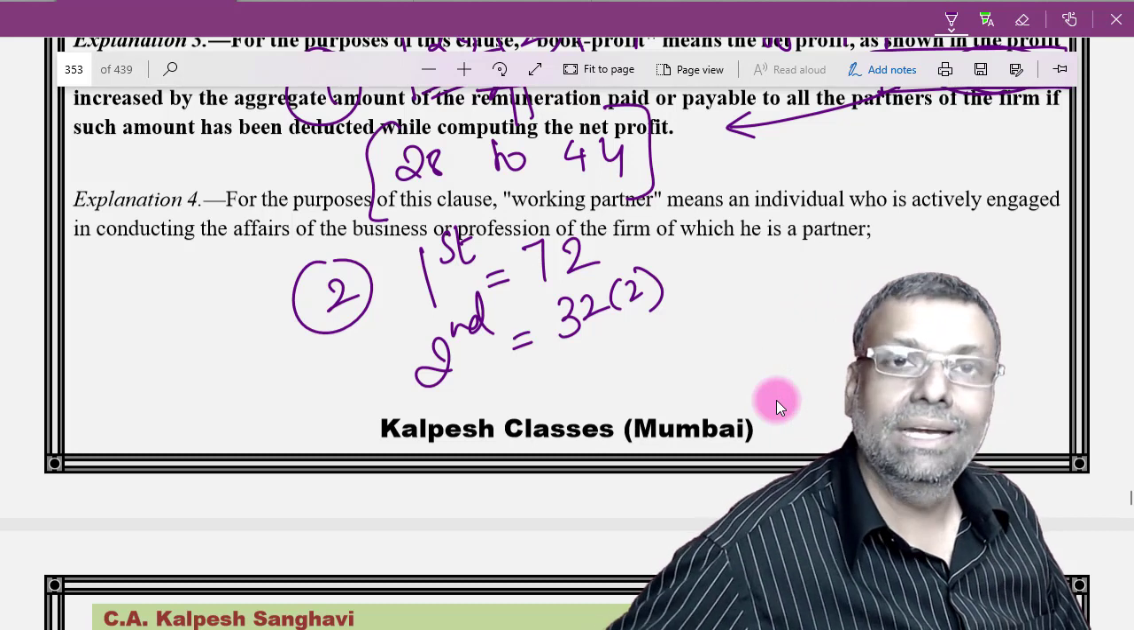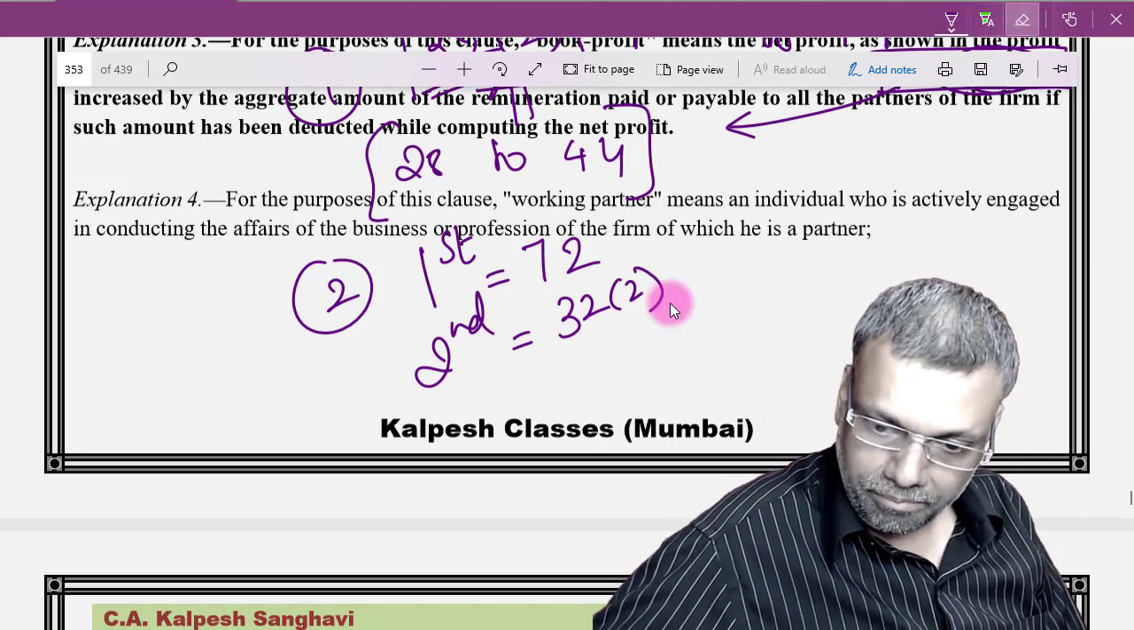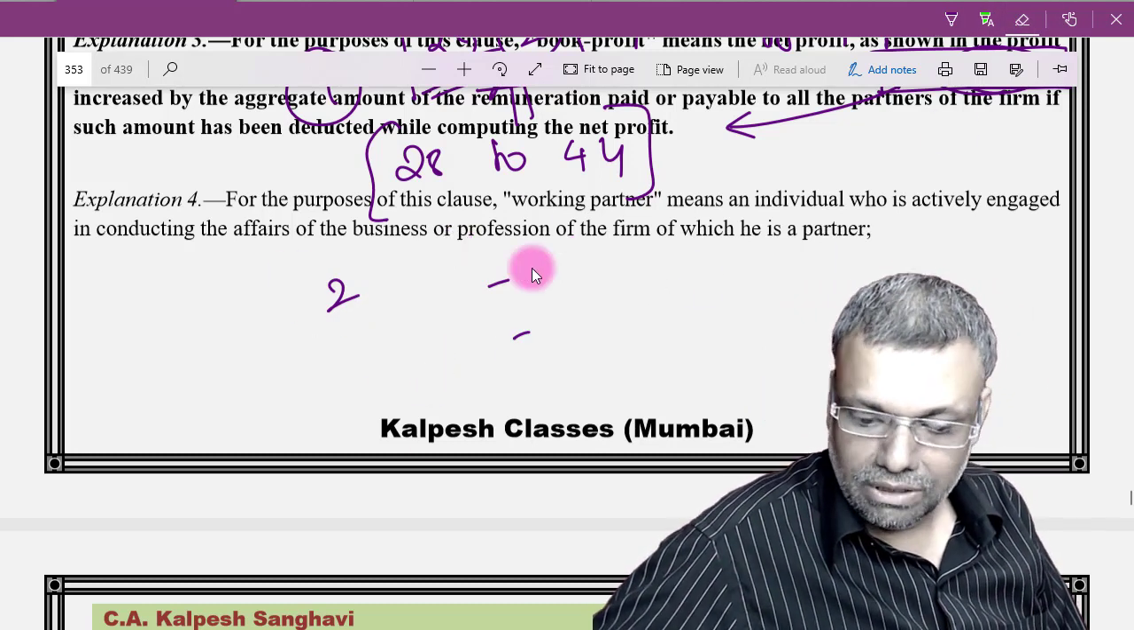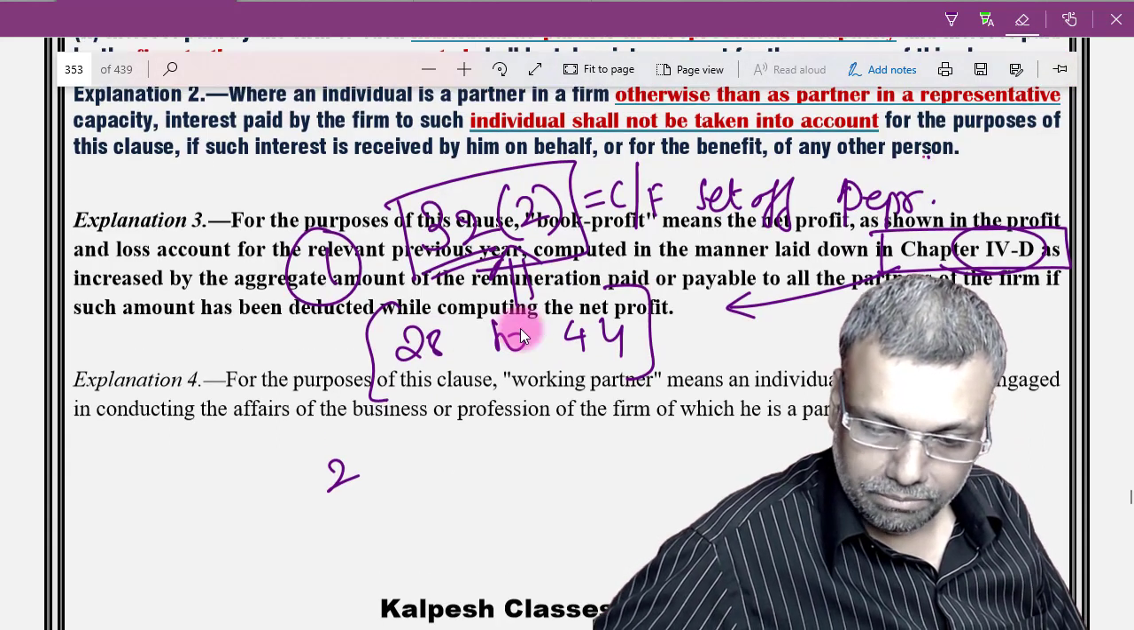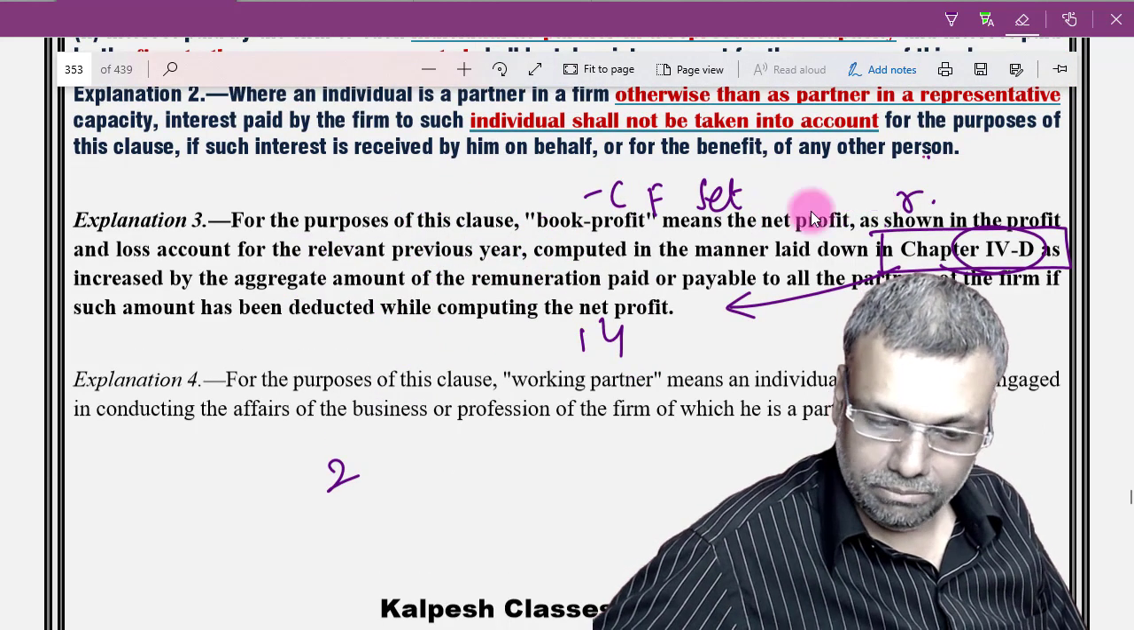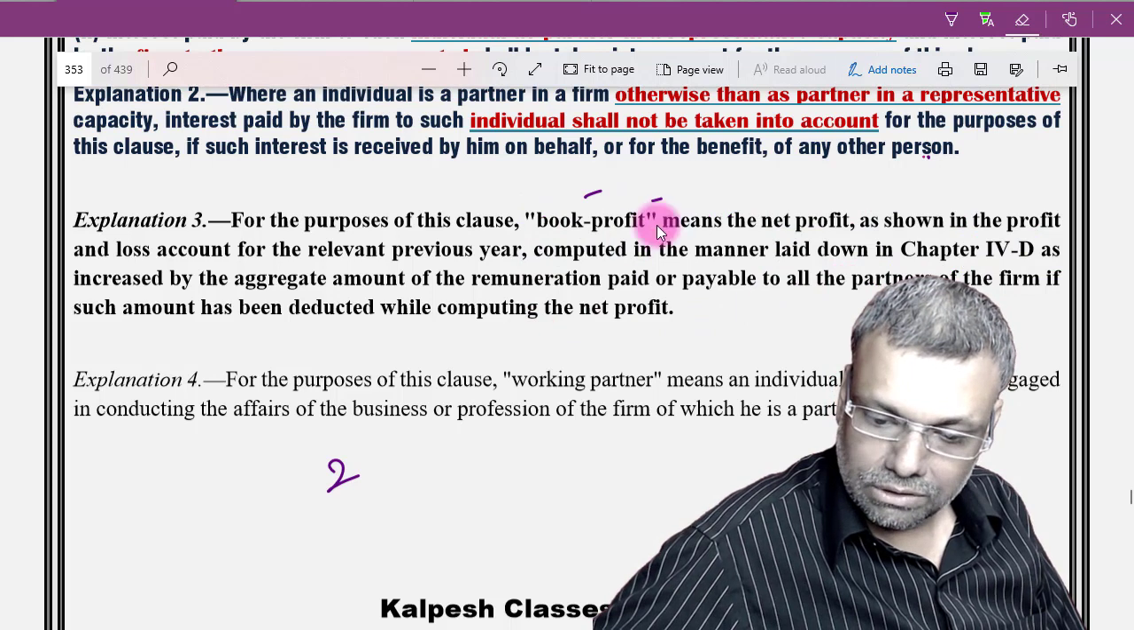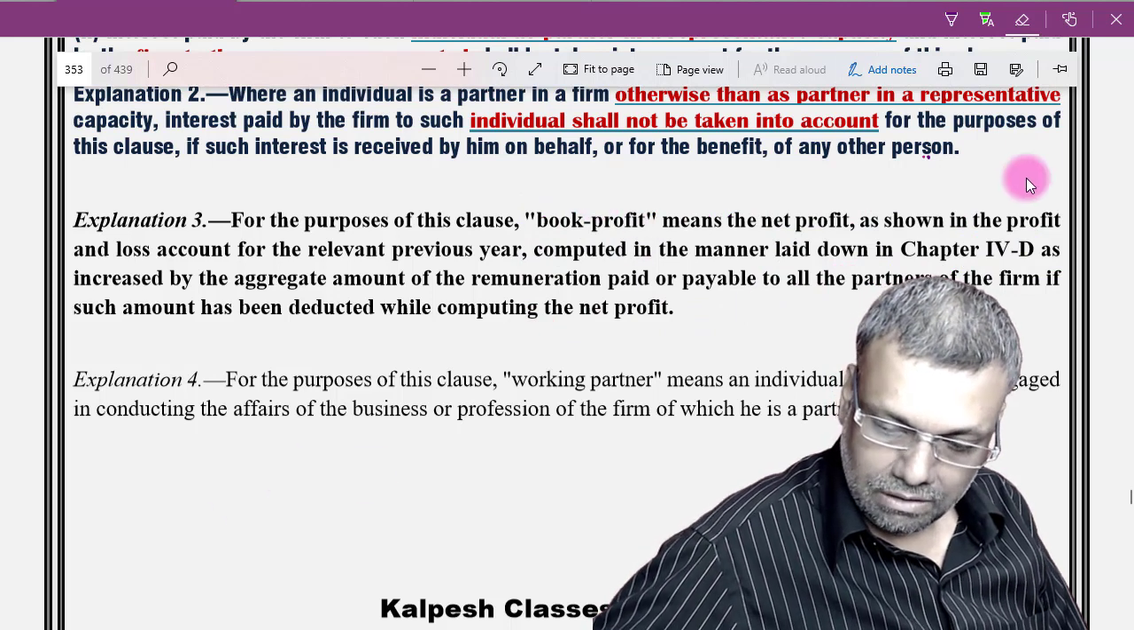Now this concept will create a problem. See, this concept will create a problem. How it will create a problem and how we will solve that problem. Both the things. I'll tell you the problem also and tell you the solution also. Okay.